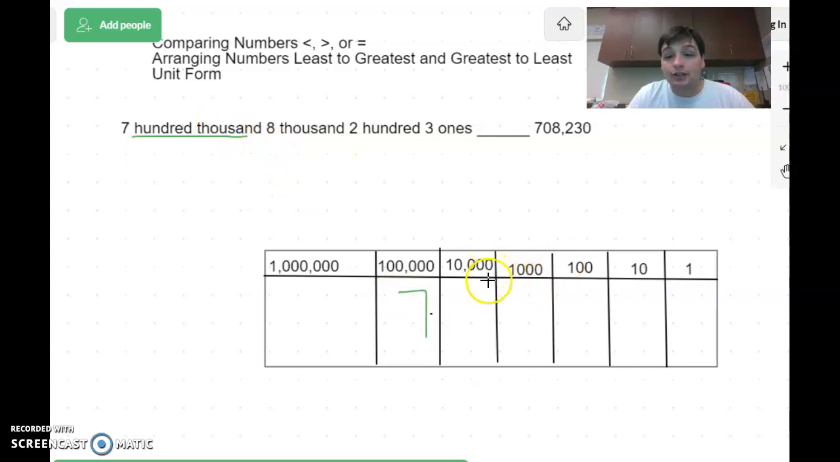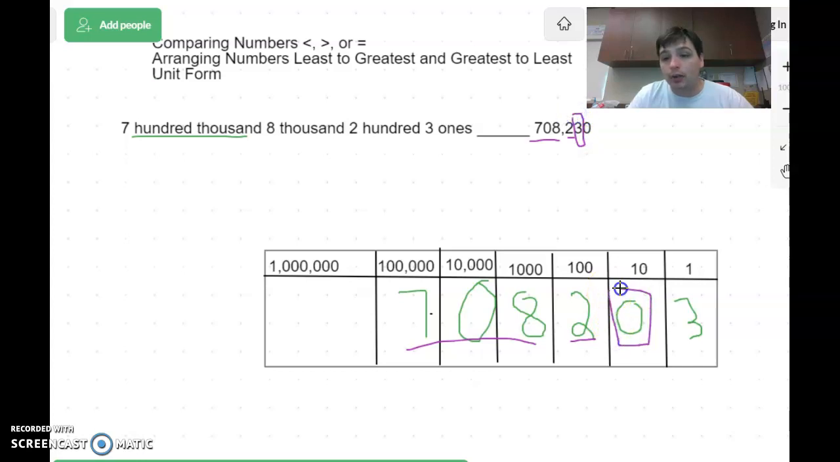8,000. I don't see any 10,000, so I'm going to put my 0 there. 8,000. 200. 3 1s. Once it's in standard form, it becomes a regular comparison problem. Here I have 708, 708. 200s, 200s. 3 10s, 0 10s. My answer is simple. It's less than.